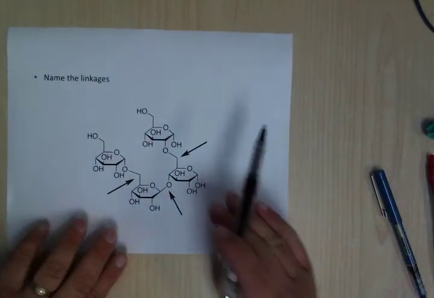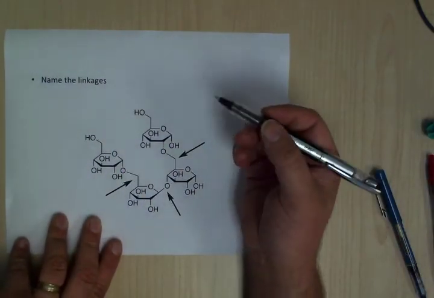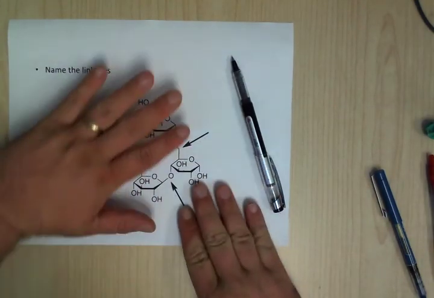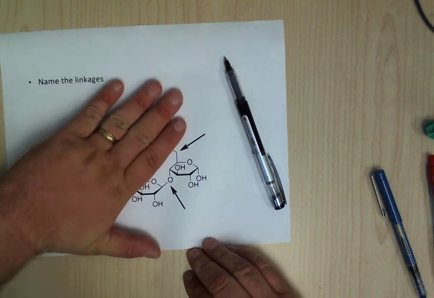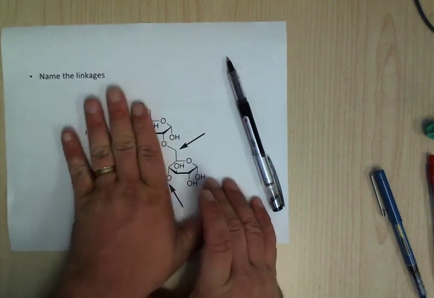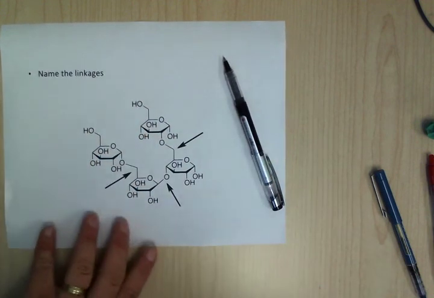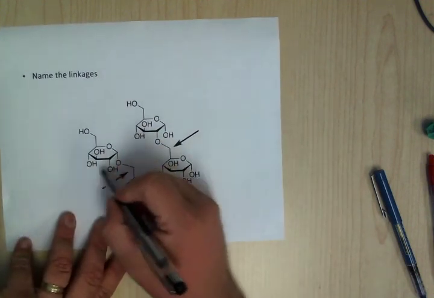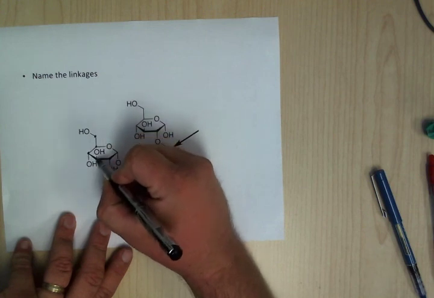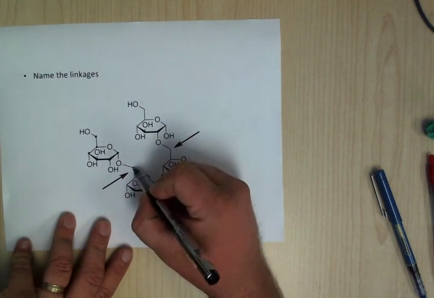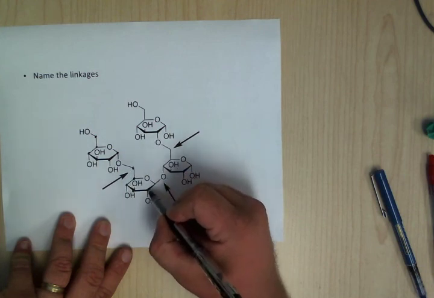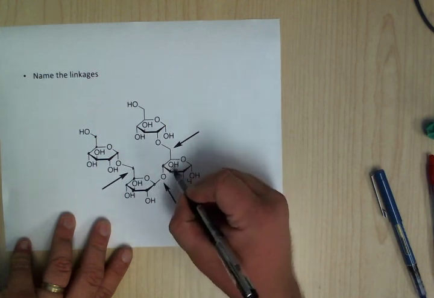Okay, linkages. Now for here, you're going to look at each linkage in isolation. You look at those two sugars. The first thing to do is take a look at the ring and get the numbering down, so you can mark your carbons. Don't forget this one, don't forget that one.